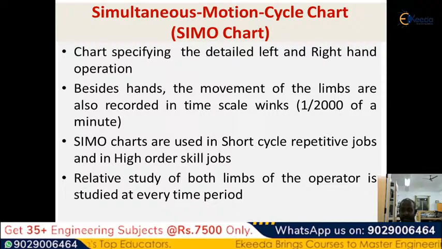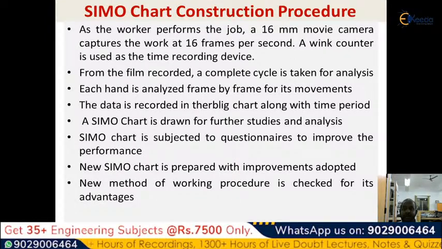Now what is necessary for me? It is not practically possible to understand how this moves. You cannot understand how your finger moves in 1 by 2000 of a minute. It is practically not possible in a general manner. So obviously you have to record it. For recording, you are going to have a 16 mm movie camera which captures at 16 frames per second, and also a wing counter. So for each and every wing, what work is done is recorded by the camera.